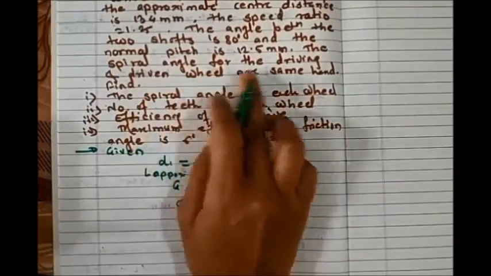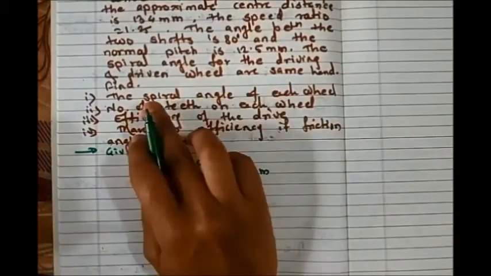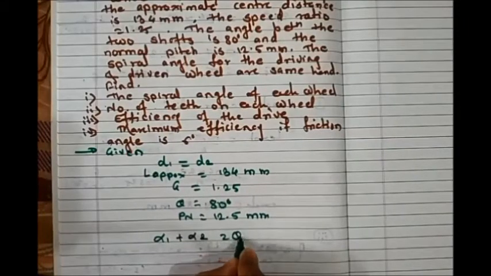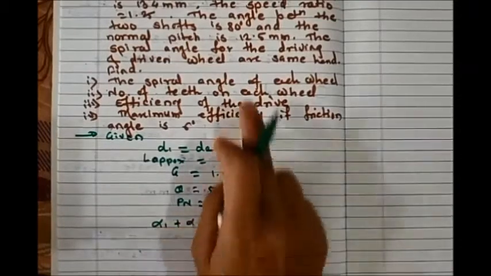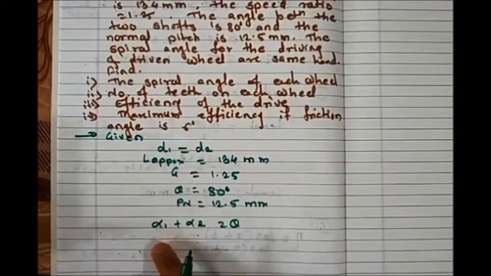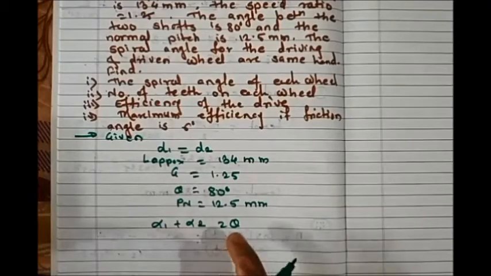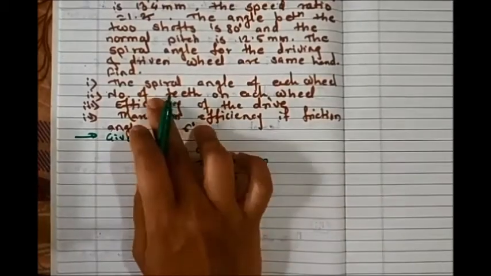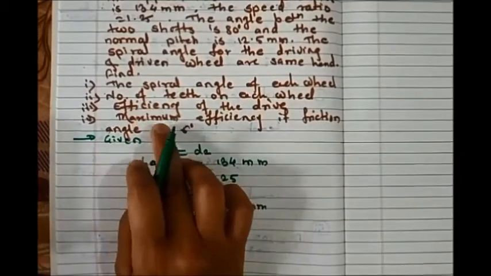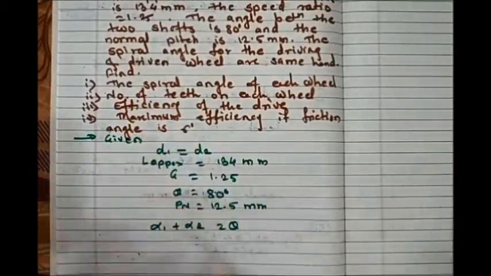And the spiral angles for the driving and driven wheel are same handed. It means here we have the relation alpha 1 plus alpha 2 is equal to theta, because same handed spiral gear is used. When it is opposite handed, it is alpha 1 minus alpha 2 is equal to theta. And they ask for the spiral angle of each wheel, number of teeth, efficiency and maximum efficiency.